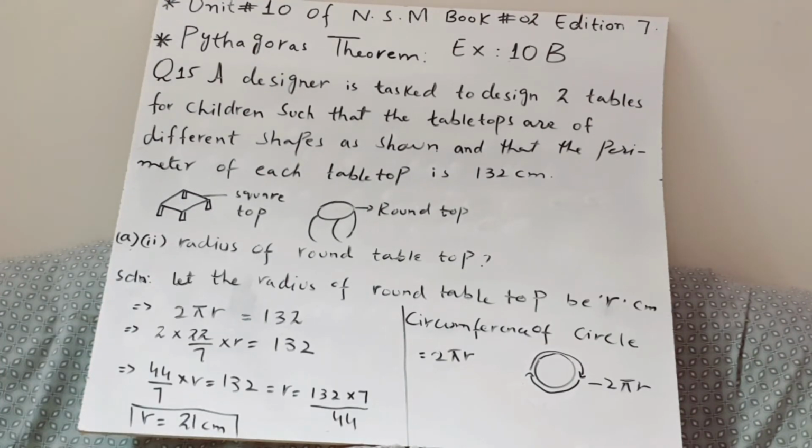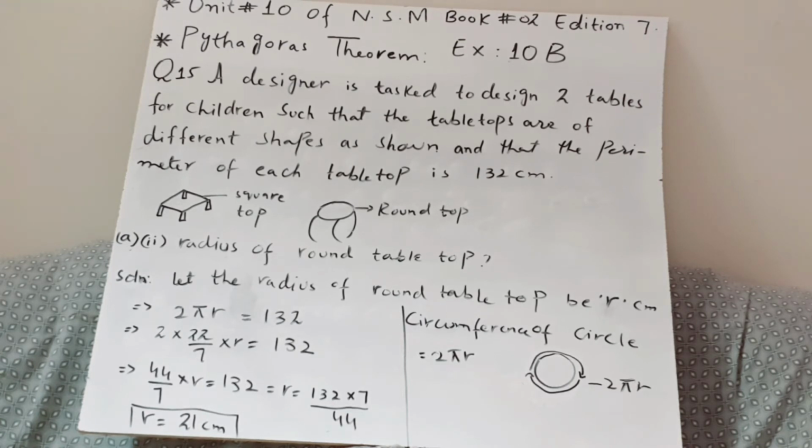So in question number 15A, second part, they are asking about the radius of the round tabletop. So we have to deal with the round tabletop and find its radius. Keeping this in mind, we are given that the perimeter of the tabletop is 132 centimeter. First, let the radius of the round tabletop be r centimeter.